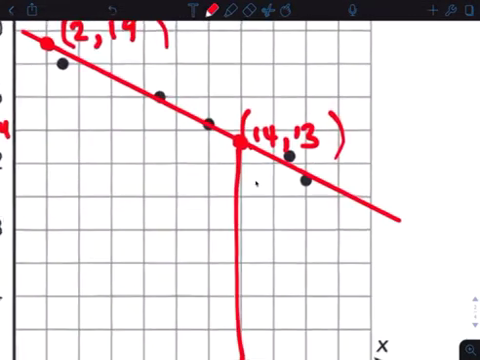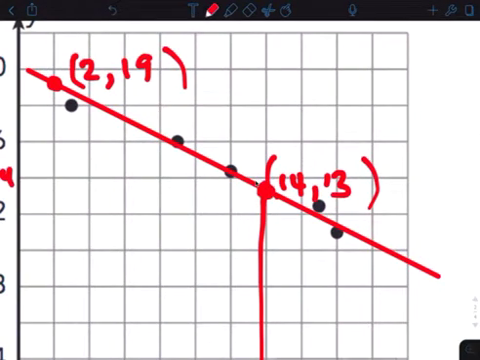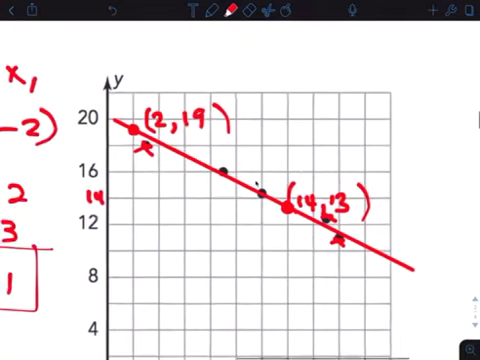Make sure the points they choose are on their line. This you cannot use, this you cannot use, and that you cannot use. It's not on the red line, okay? Obviously, you can always make more dots. You can use this dot, any of these, where it's on the line. But I'm going to use my 2 and 19 and 14 and 13.